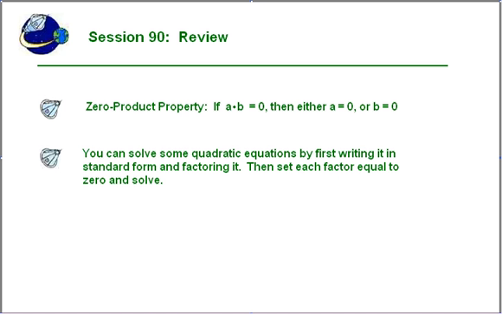Lastly, as a review, the zero product property states that if you have two numbers being multiplied together, a times b, and they equal 0, then either a has to be 0 or b has to equal 0, or they can both equal 0. And also, you can solve some quadratic equations by first writing it in standard form and then factoring it, which is what we did during this lesson. Then you set each factor equal to 0 and solve. Okay, that finishes up session 90 here on solving quadratic equations by factoring.